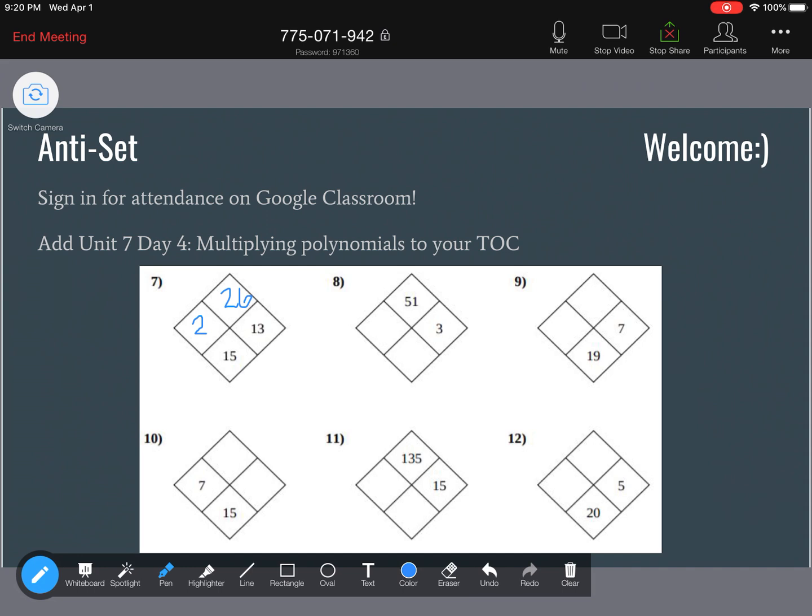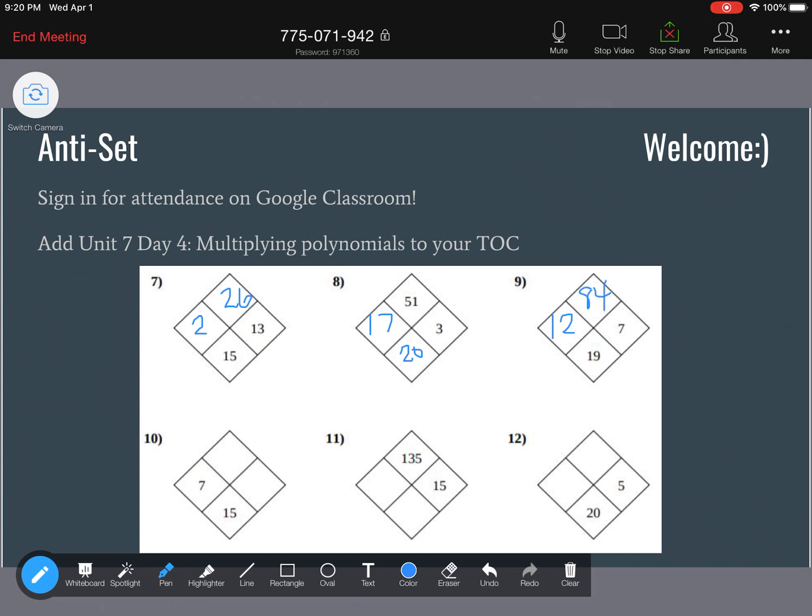Okay. On number 8, we have 3. We need to divide 51 by 3. And that gives us 17. And then when we add those two numbers together, we get the bottom of our diamond, and that's 20. Our next one, we have 7. We need to add to get to 19. So 19 minus 7 is 12. And then 7 times 12 is 84.